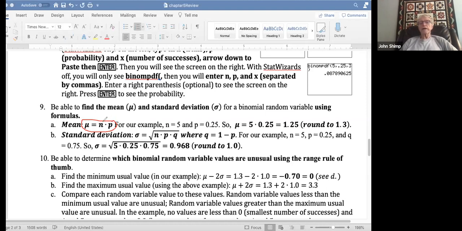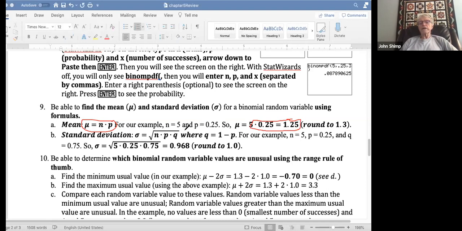For our problem, we had 5 trials, 5 multiple choice questions, and we have a probability of success on each one of those of 0.25. So when we multiply those together, we end up getting 1.25 as the mean for this binomial random variable. Okay, so it's pretty straightforward finding the mean of a binomial.